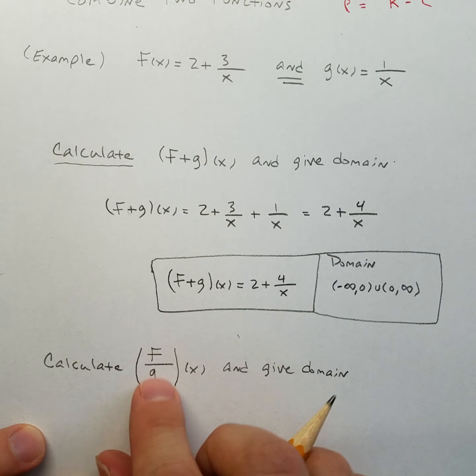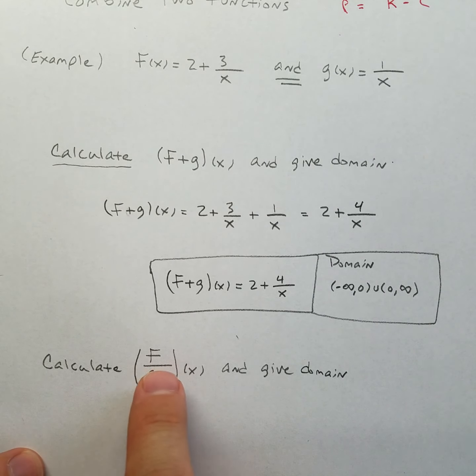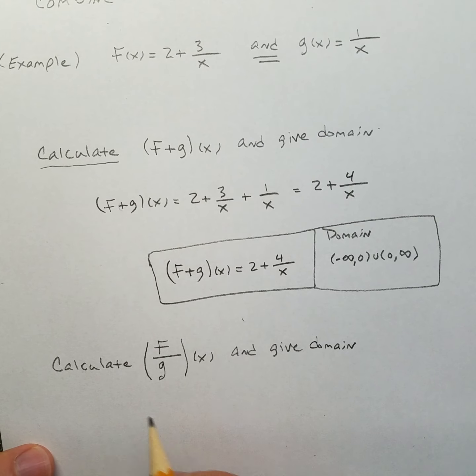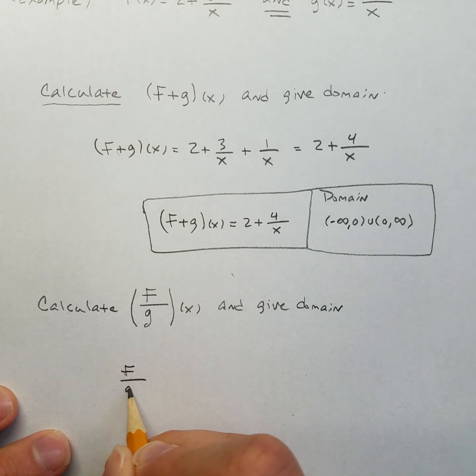F over g. Now, if f plus g means you add the functions as given, then f divided by g must mean that you divide them. Okay? So let's go through the thought process like this. To find f over g.